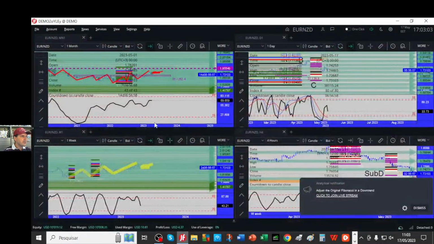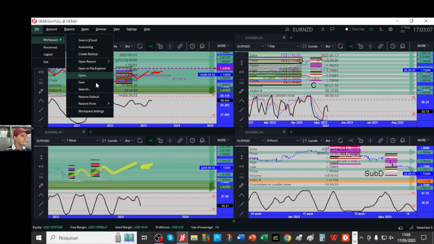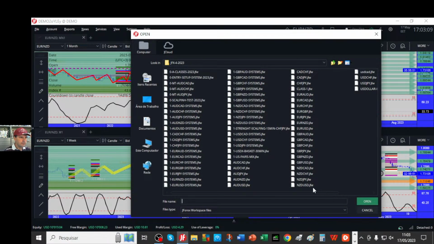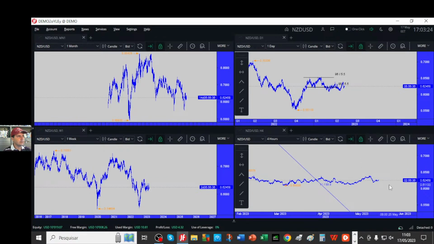That being said, let's open NZD/USD and let's check how the Fibonaccis are. Hello Broto, how are you? Yes, NZD/USD today. Adjust the original Fibonacci in a downtrend, right?